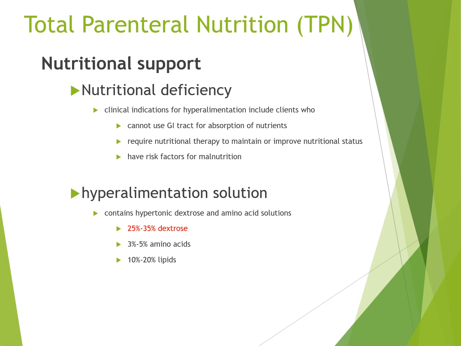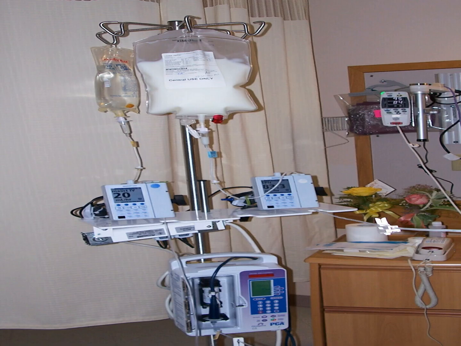Hyperalimentation solution contains hypertonic dextrose and amino acid solution in high concentrations, usually the highest is 25 to 35% dextrose. That's a lot of sugar. It gives you the white bag there. That's TPN, and it's always prepared in the pharmacy.